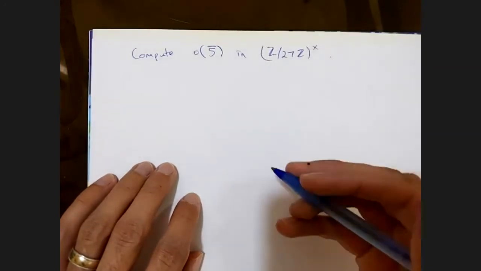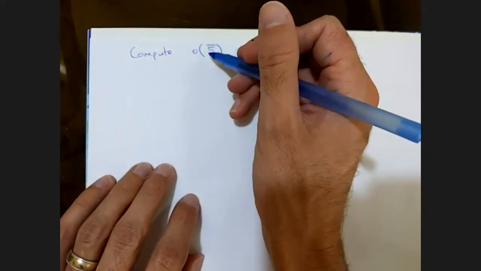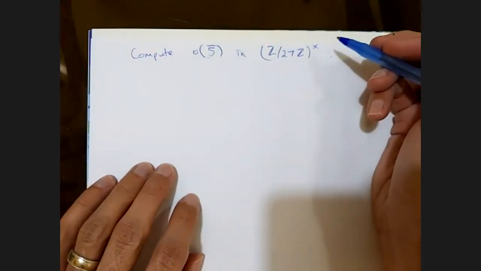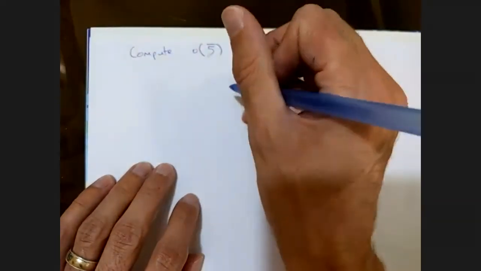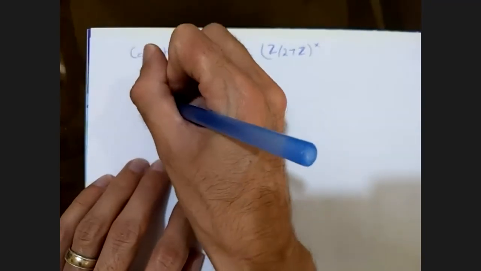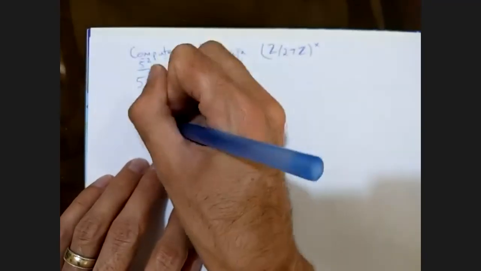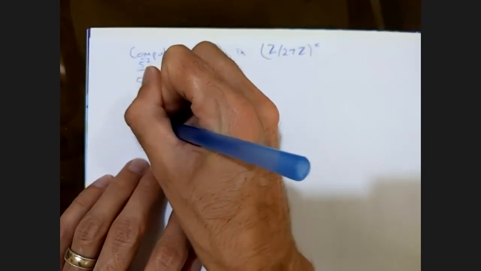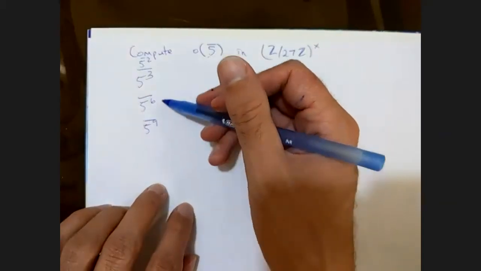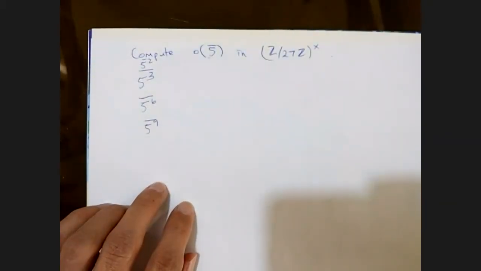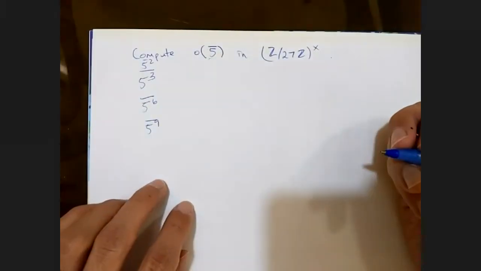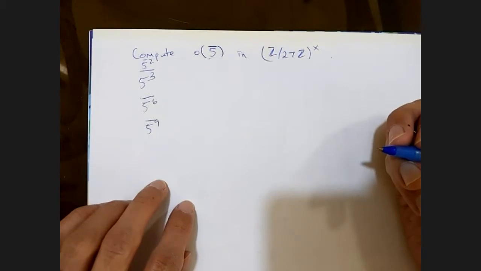Okay, so we have to compute the order of this element 5 in Z mod 27 cross. That means we need to compute 5 cubed, 5 squared, 5 to the 6th, and 5 to the 9th. If any of those are the identity, then that will tell us what the order is. If none of them are, we know 5 to the 18th is 1, so 18 will be the order.